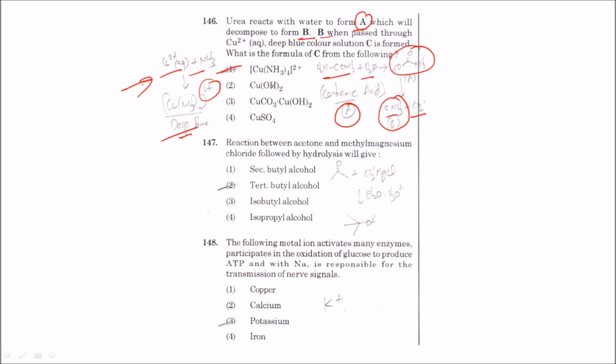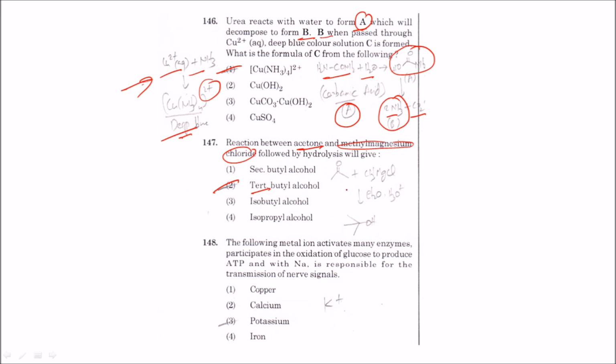Okay, question number 147. Reaction between acetone and methyl magnesium chloride followed by hydrolysis will give, right? We already know Grignard reagent, right? This is methyl magnesium chloride, one of the Grignard reagents. And Grignard reagent, when reacted with formaldehyde, forms primary alcohol. When it reacts with any higher aldehyde, it forms secondary alcohol. And if it reacts with ketones, it forms tertiary alcohol. So you can straight away directly select tertiary butyl alcohol, okay?